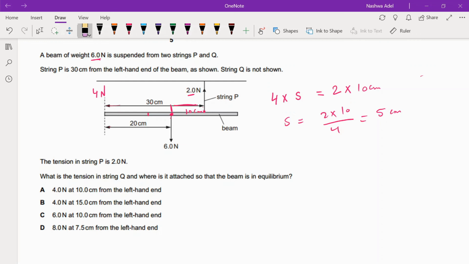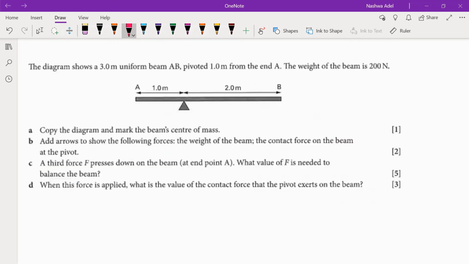So we remove this from here and we apply this force here. This distance is 5 centimeter. Now look at the answer: 4 Newton and 10 centimeter from the left hand side. 4 Newton is correct. But no, it is not 10 centimeter, because this distance is 20 and this is 5, so this distance must be 15. So the correct answer is 4 Newton and 15 centimeter from the left side.